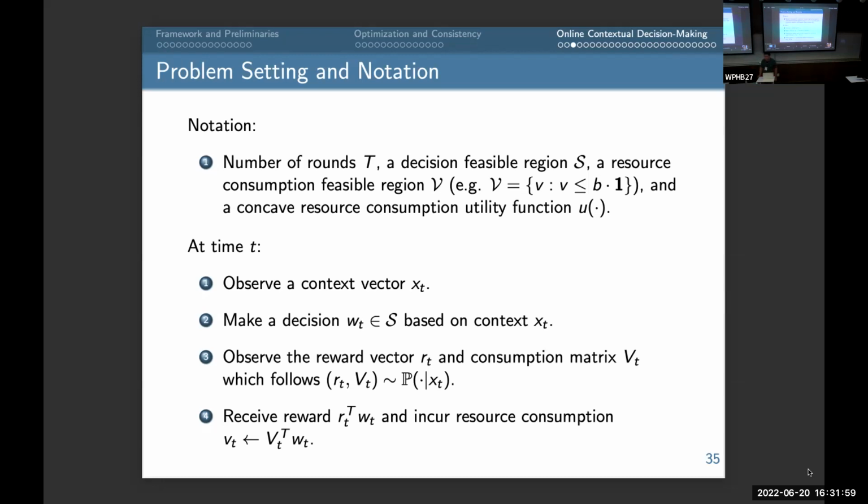Yes. Can you see this as a Markov decision process in a way? Perhaps, yeah.